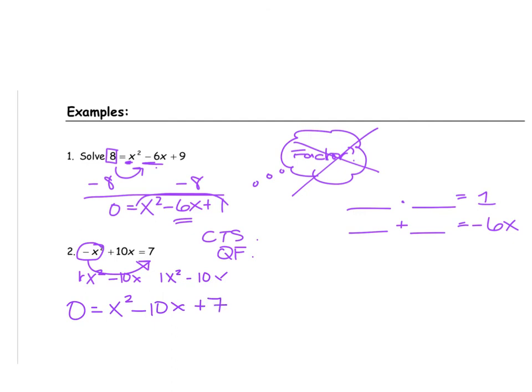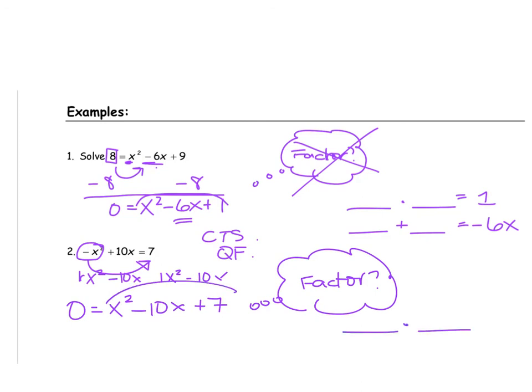And now I'm asking myself, can I factor? Which in this case means, are there any numbers that multiply to a times c, in this case that would be 7, and add to negative 10x? And again, in this scenario, nothing multiplies to 7 and adds to negative 10. Factoring's off the table. I have an even b value, so I may want to consider complete the square, or again, I can always use quadratic formula.